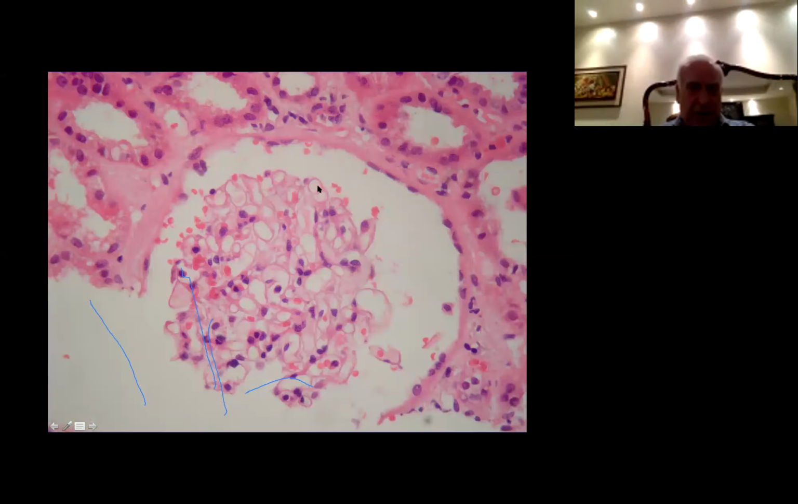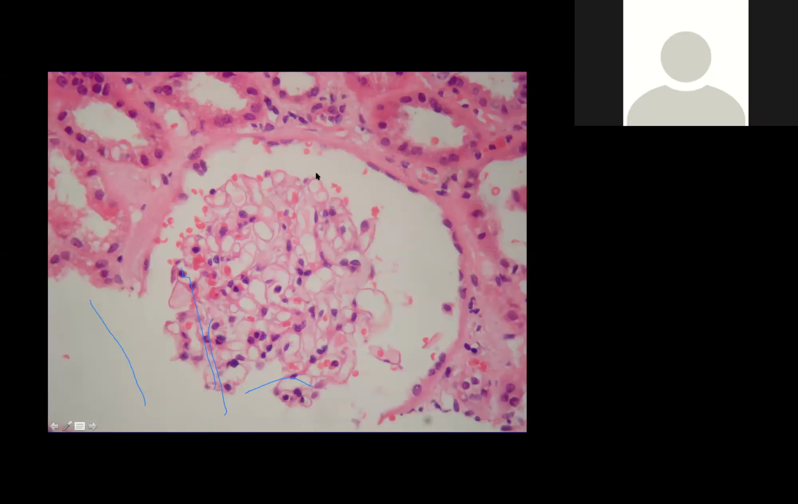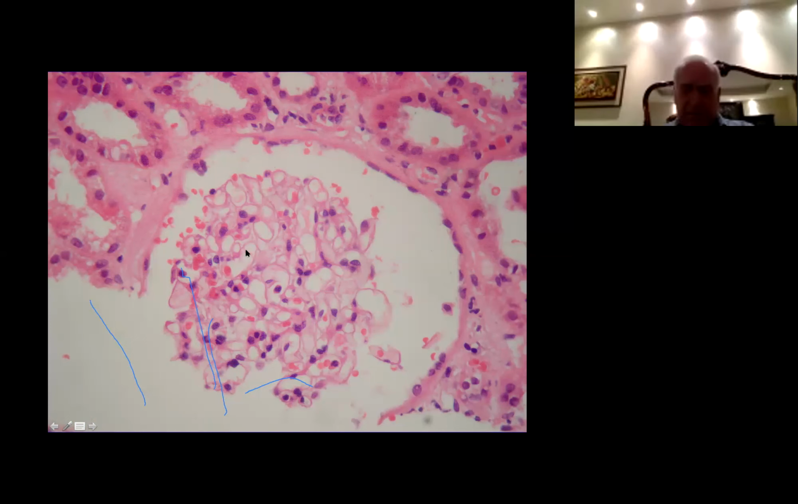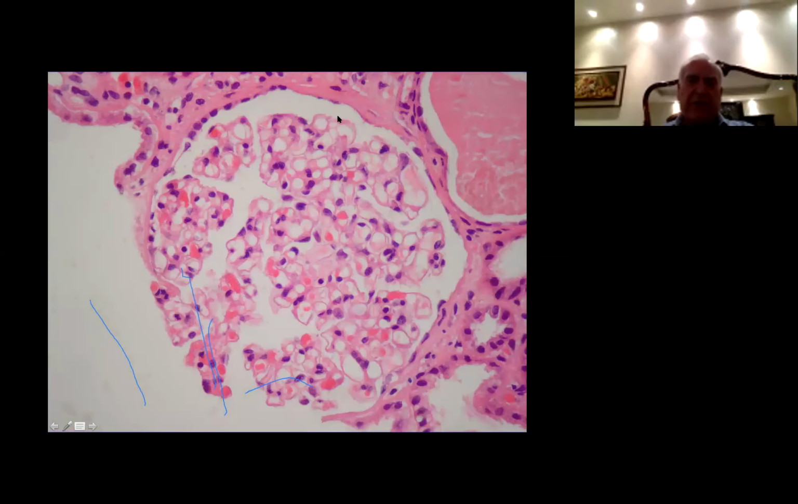There are normal capillary loops, mesangial cells, which is good, all that. Here, very nice capillary loops. There is no mesangial matrix increase. And then we come to this area.